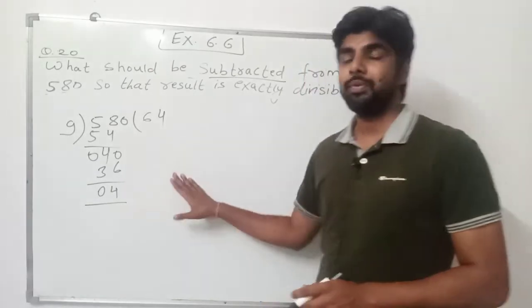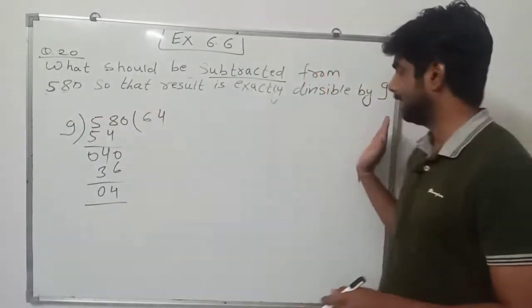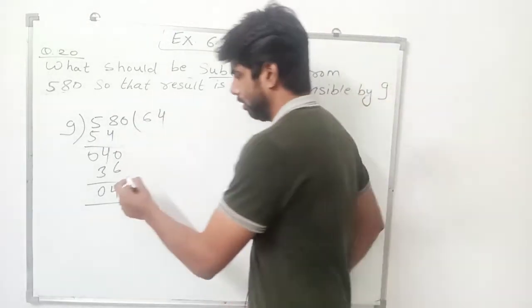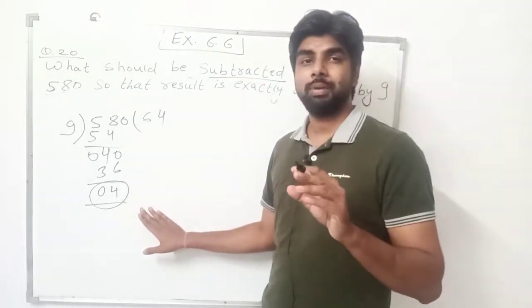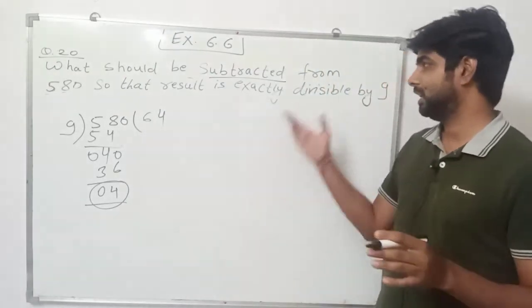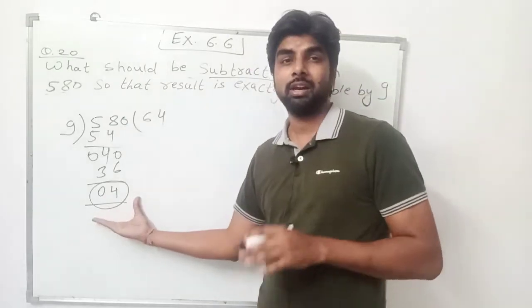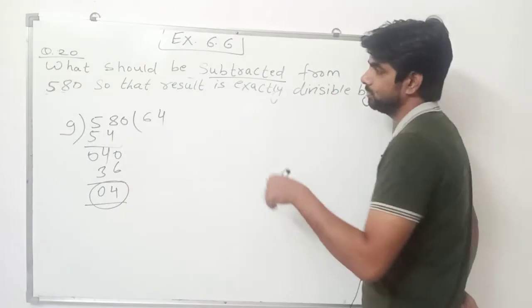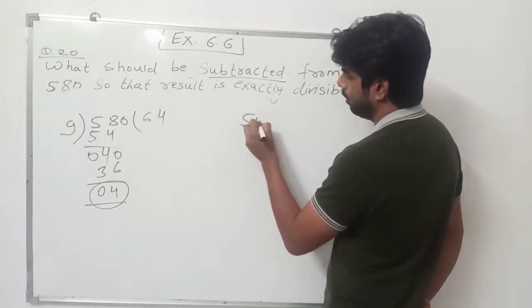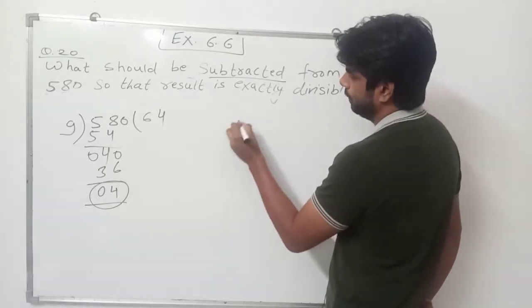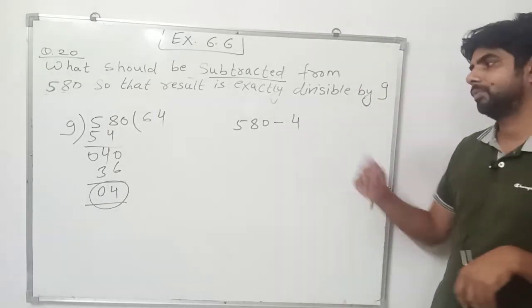So if we have to find some number which we subtract from 580 so that it is divisible by 9, what do we subtract? We always subtract the remainder. Whenever we have to find some number which we subtract from some number so that it will be divisible by some number, we subtract the remainder from that number. So in this case, we will subtract this 4 from 580. 580 minus 4.